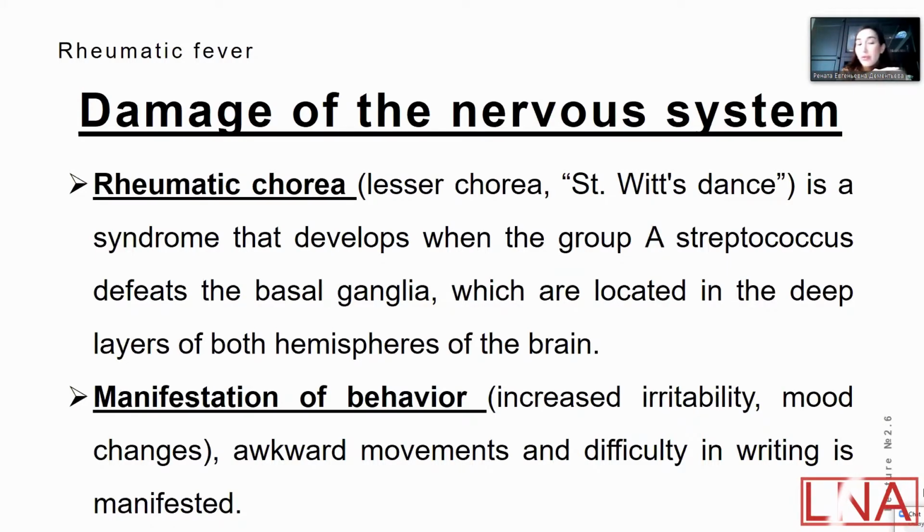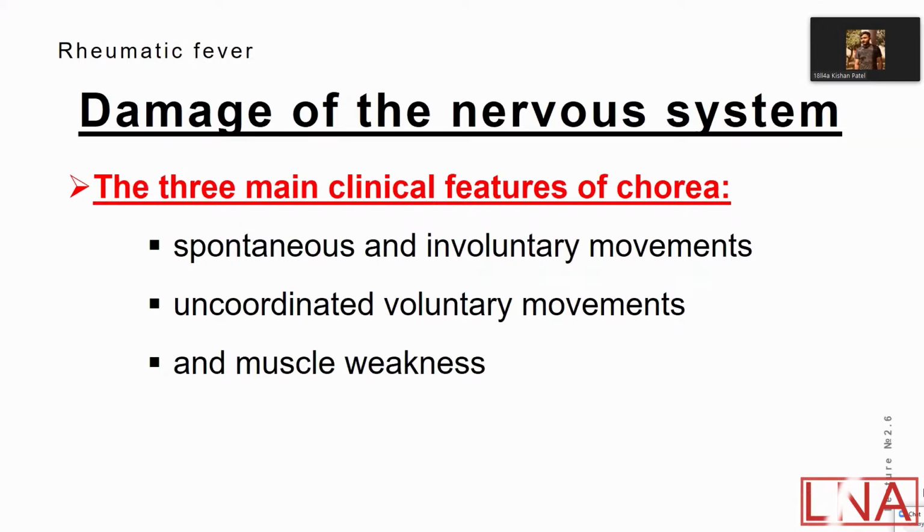The manifestation starts with a change of behavior, increased irritability, mood changes, awkward movements, and difficulty in writing, due to the changed normal activity of the nervous system. The 3 main clinical features of chorea are spontaneous involuntary movements, uncoordinated voluntary movements, and muscle weakness.